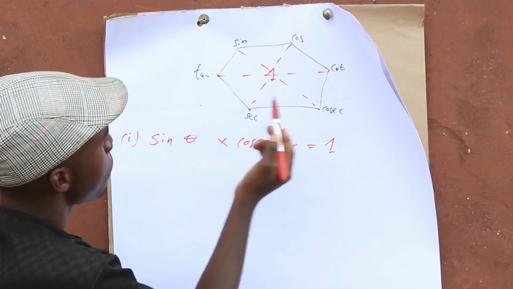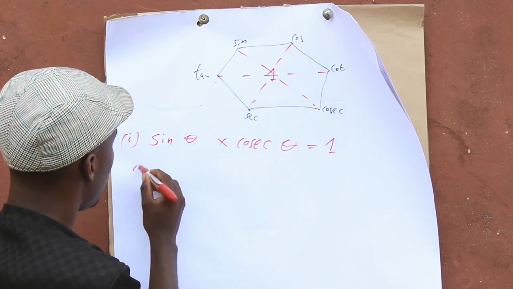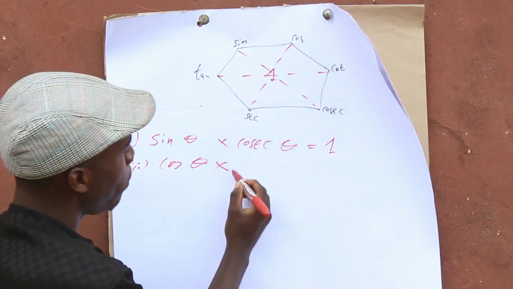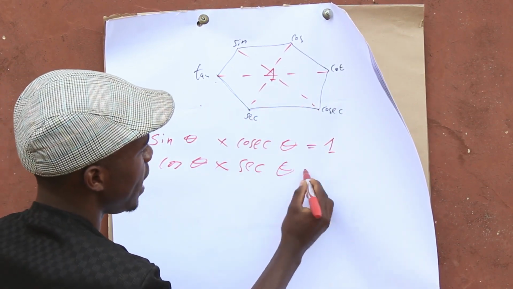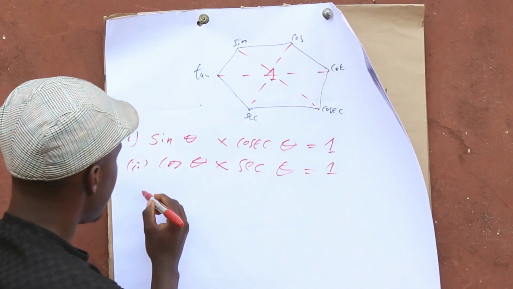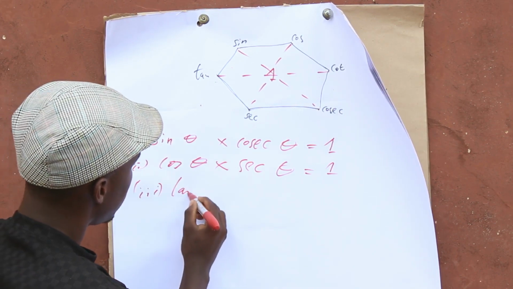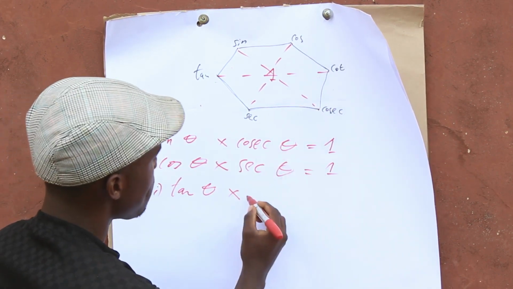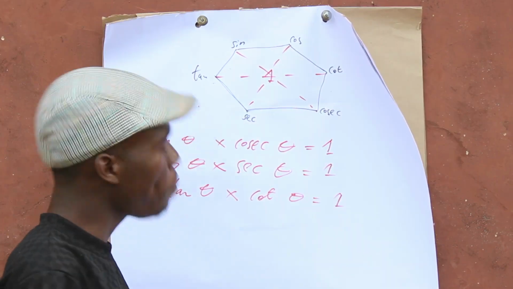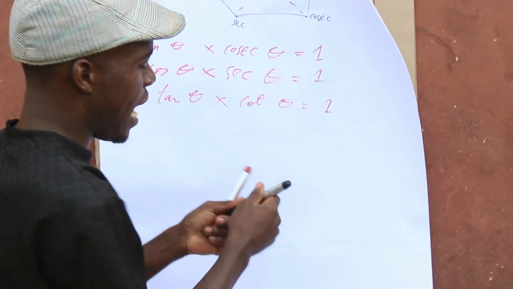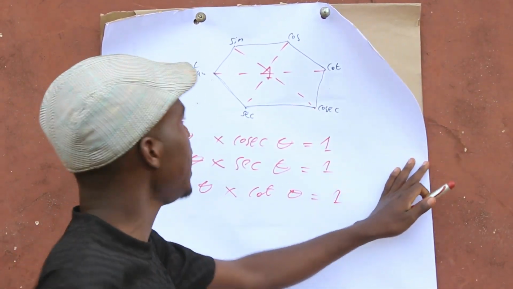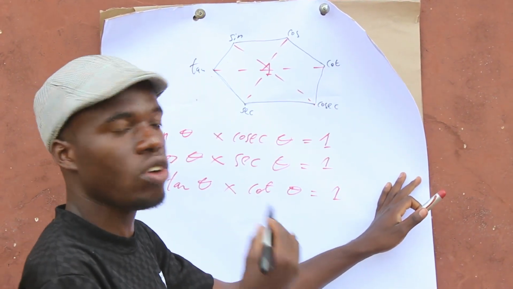Also, when you multiply cos theta by sec theta, which is opposite to it, the answer is also 1. When you multiply tan theta by cot theta, the answer is also equal to 1. This super hexagon, you can also use it to derive other identities. Just know that for the product of 3 continuous functions, the answer is what is in the middle.